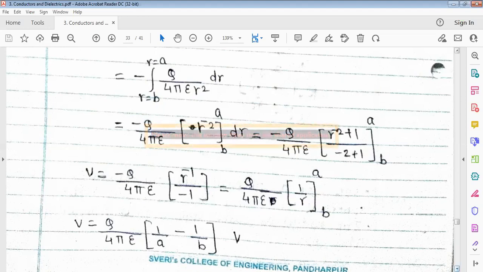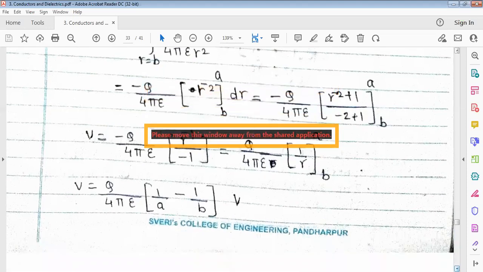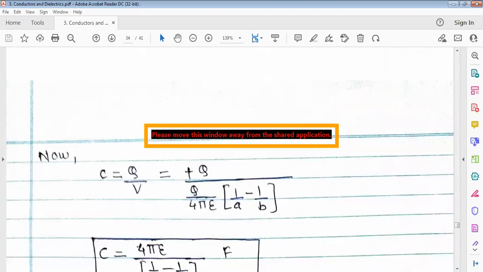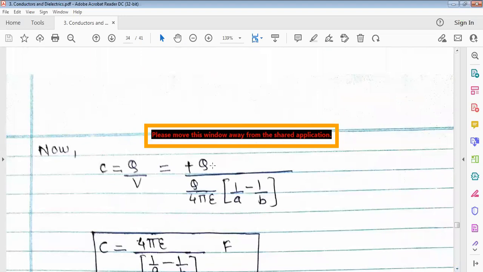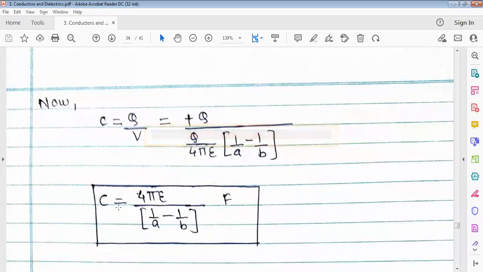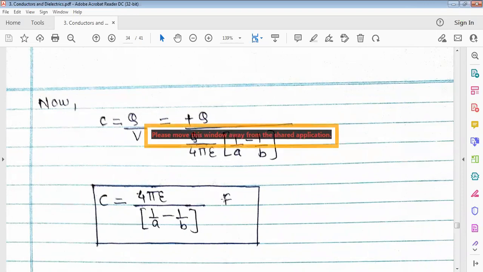Now we have to write the equation for the capacitance c, and this c is equal to q divided by v. So this capacitance c is equal to q divided by q upon 4 pi epsilon 0 into the bracket 1 upon a minus 1 upon b. So q and q get cancelled here, and the capacitance c is equal to 4 pi epsilon divided by 1 upon a minus 1 upon b farad.